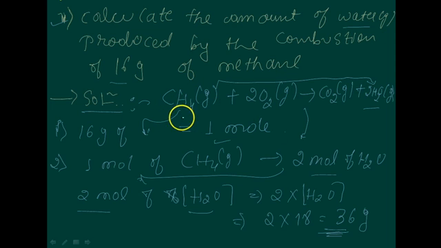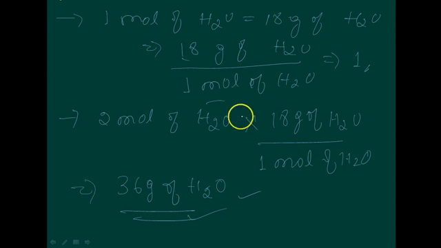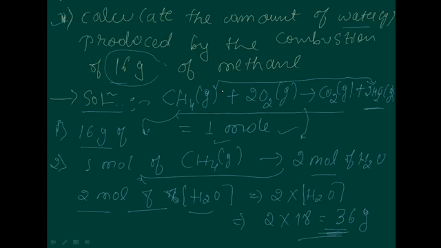So these are the steps. First you have to write the balanced chemical equation. They have given 16 gram of methane, which is equal to 1 mole. So here 1 mole of methane gives 2 mole of water. So 2 mole of water means 36 gram. So 1 mole of water means 18 gram, and 2 mole of water is 18 into 2, which gives 36 gram of water.